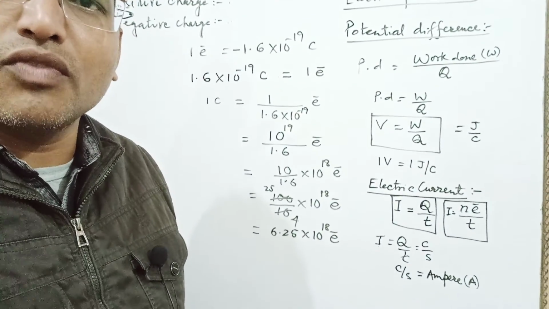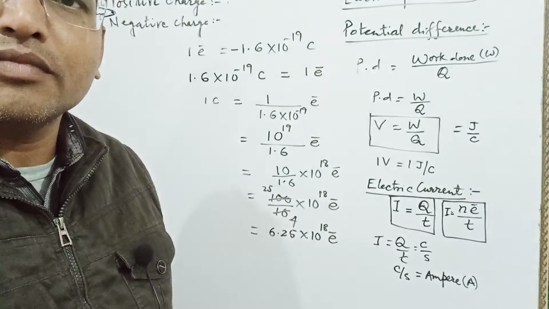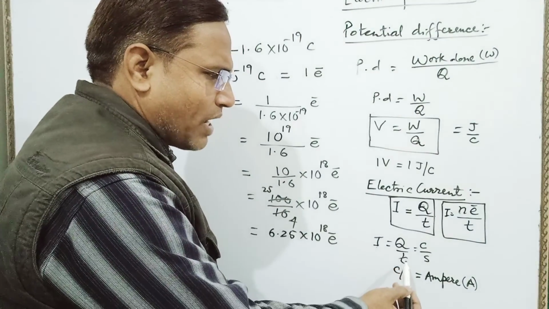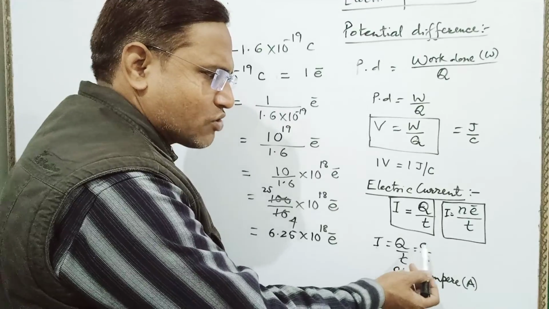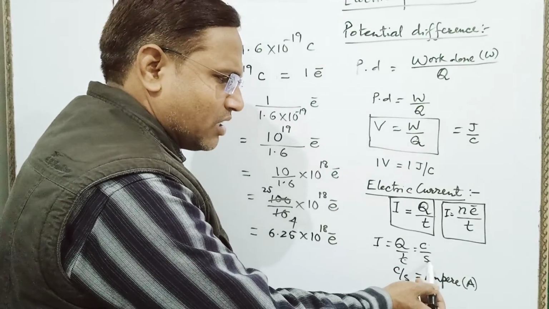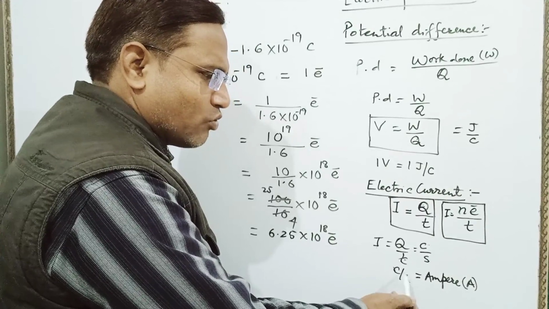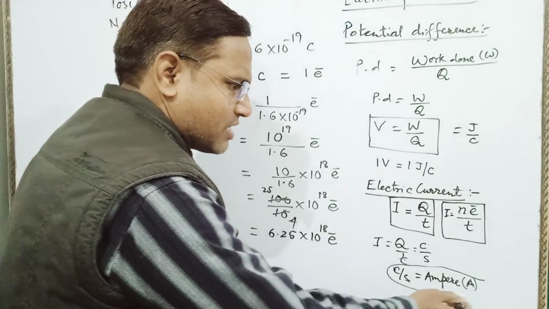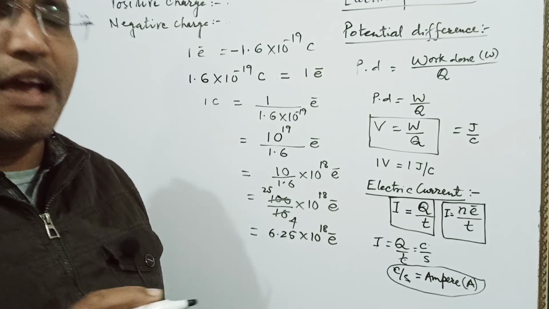This part was not visible when I was writing, so now it is visible. I is equal to Q by T, and the SI unit of charge is coulomb, whose symbol is C. The SI unit of time is second, so C per S, coulomb per second, and this coulomb per second we call ampere. So the SI unit of current is ampere.